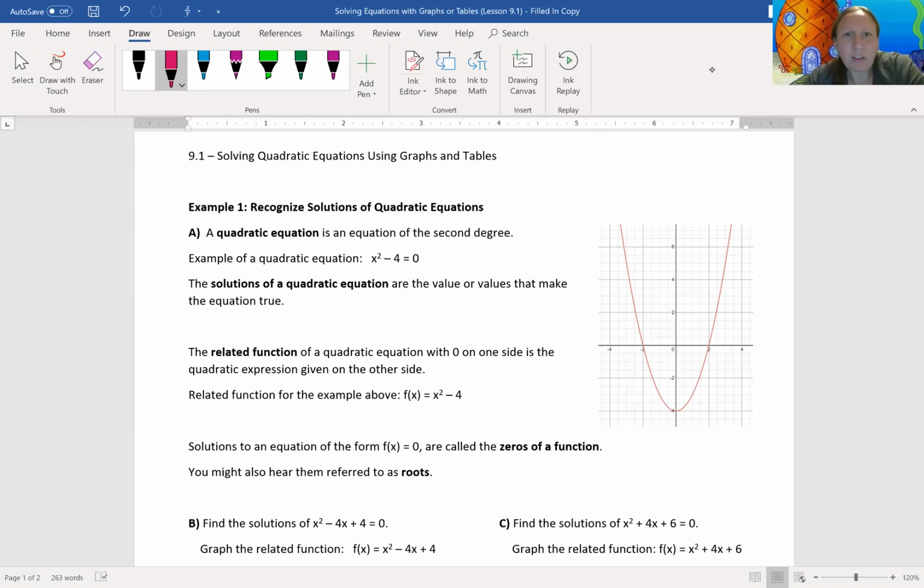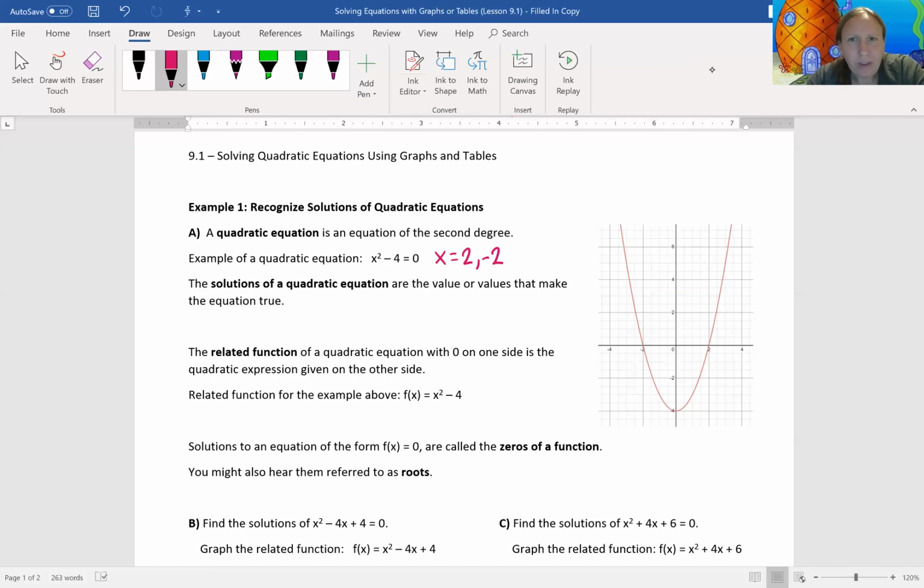The solutions of a quadratic equation are still the value or values that make the equation true. So looking at x squared minus 4 equals 0, we want to say, what can we plug into x to make it a true statement? Hopefully you realize that x could be 2, because 2 squared is 4 and 4 minus 4 is 0. Or x could also be negative 2, because negative 2 times negative 2 is 4, and 4 minus 4 is 0. If you wanted to, you could be fancy and use that little plus or minus sign, but you could always just list them separately, but it's up to you.